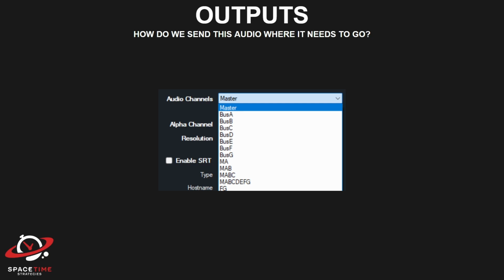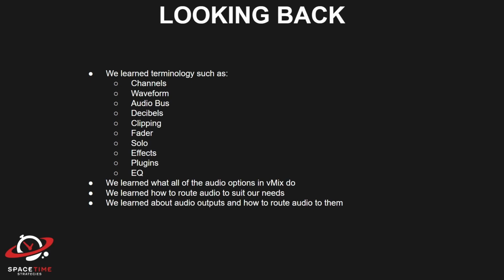That's what MA, MAB, MAC, MABC, etc. is for. You generally won't need to use this, but it could be useful for certain applications, such as when you need someone else to mix your audio for you on another vMix machine, say like somewhere else in the world for an online show. But each letter in that dropdown represents an audio bus, and you're just sending multiple channels of audio all at the same time.